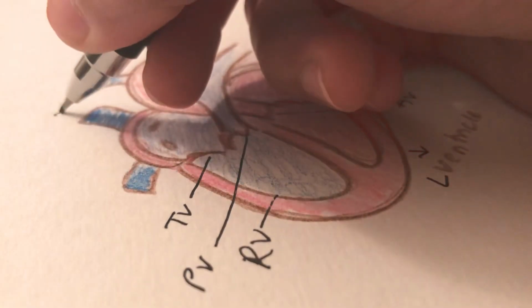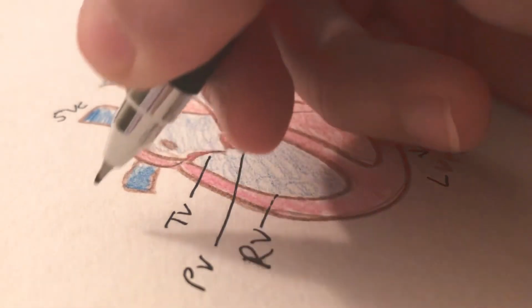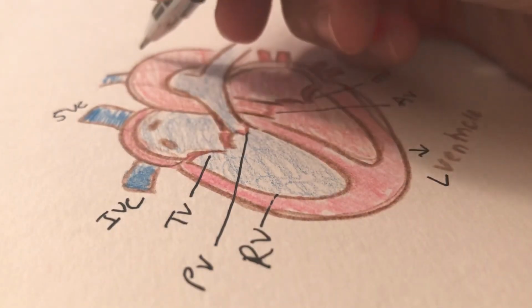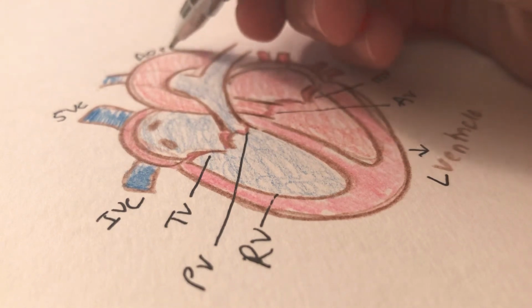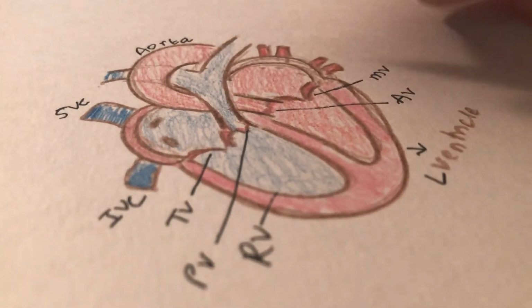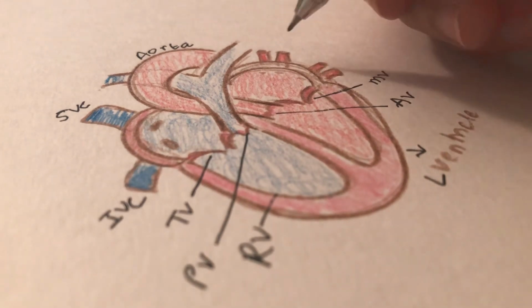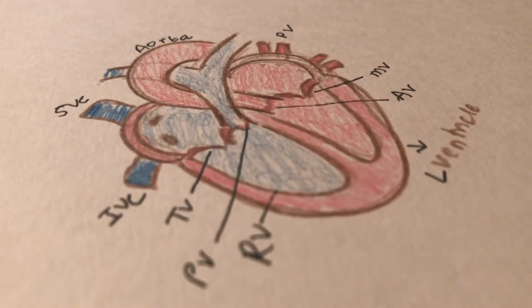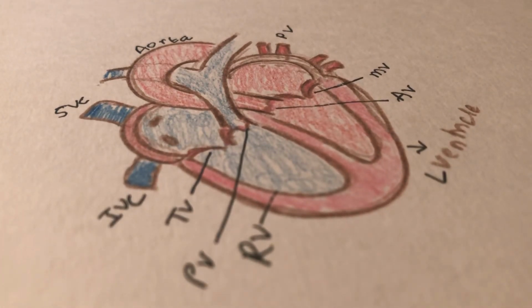We have your superior vena cava here, inferior vena cava here. We have the aorta here. Sorry, it's out of focus. And then the pulmonary veins here. And that's pretty much it. That's how you draw the human heart.